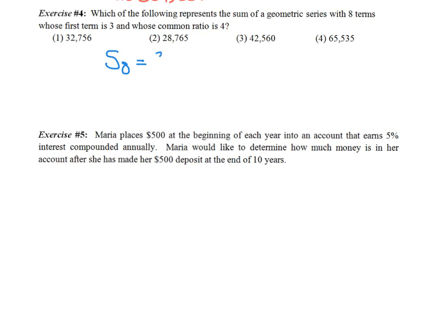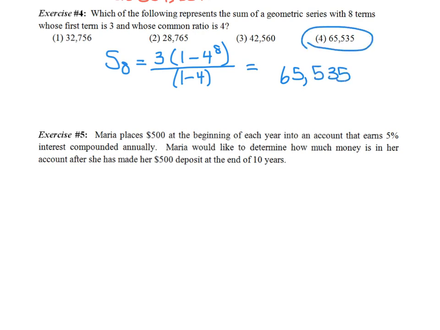So the first term is 3 multiplied by 1 minus the common ratio of 4 raised to the 8th power, because there's 8 terms, divided by 1 minus 4. Now please don't get tempted to say, oh, let's cancel off a 1 minus 4 with a 1 minus 4. We cannot do that algebraically. But if we enter this into our calculator, we get the answer 65,535, which is exactly choice number 4.